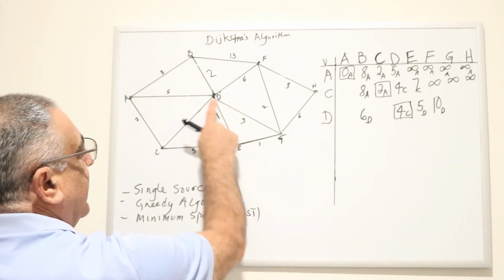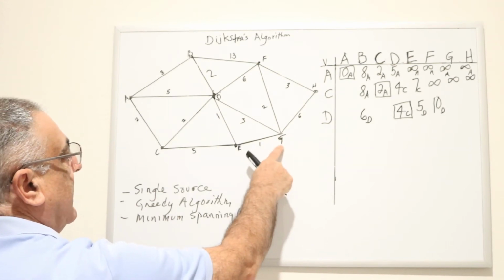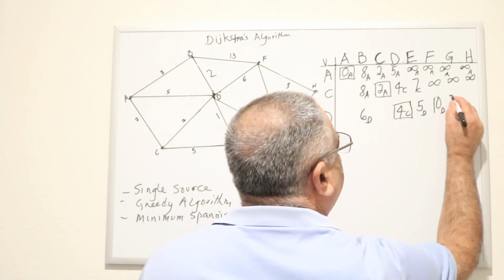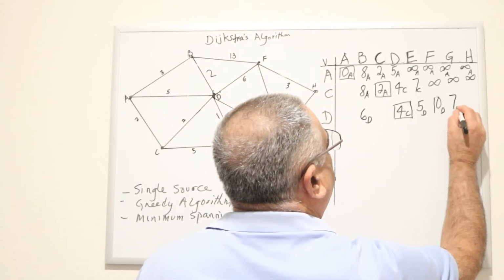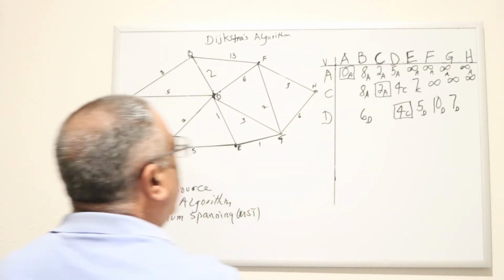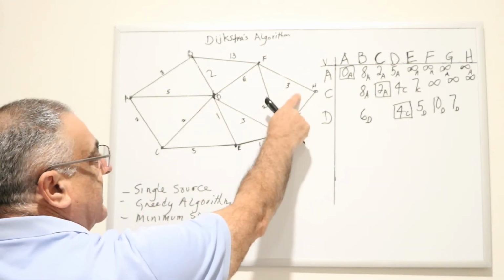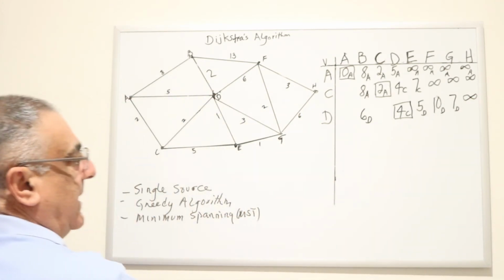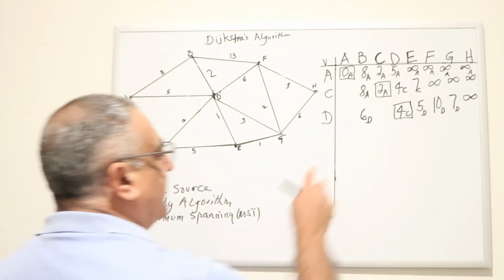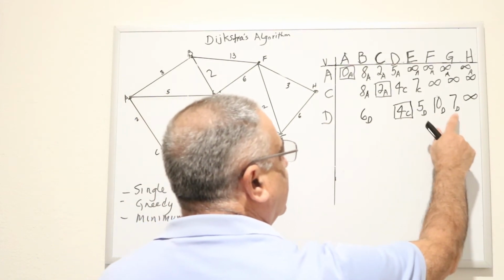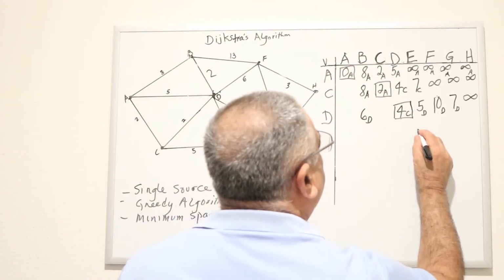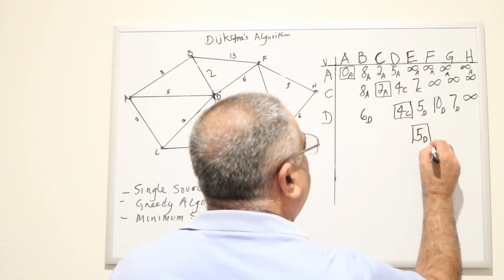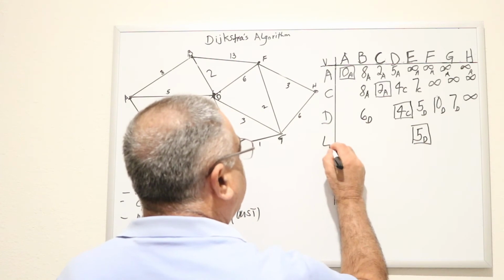Now, D to G. Well, D to G is actually 3. 3 plus 4, that's 7. So 7 is better than infinity. Okay? Now, D to H, that still stays as infinity because there is no direct link. So now I have 6, 5, 10, 7, and infinity. I'm going to bring down the 5. Okay, I'm going to circle that, box it, and I'm going to put E here.